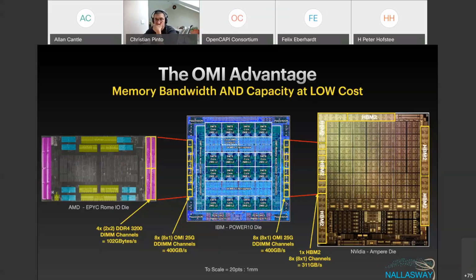And as well as that, on the HBM, you get the capacity the vendor gives you. You cannot configure your own capacity.